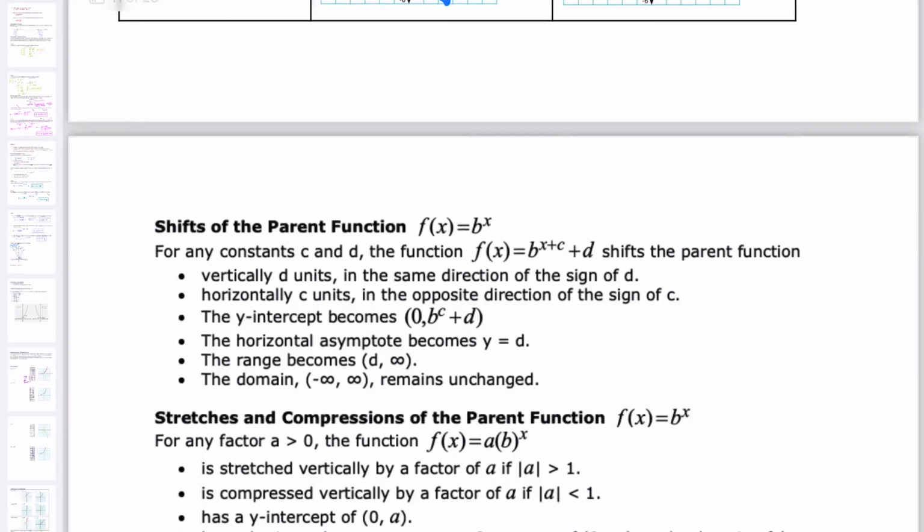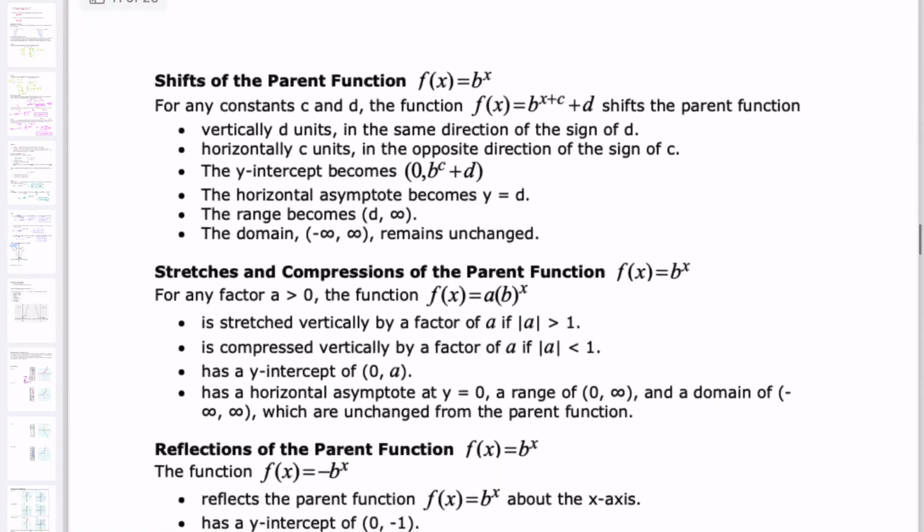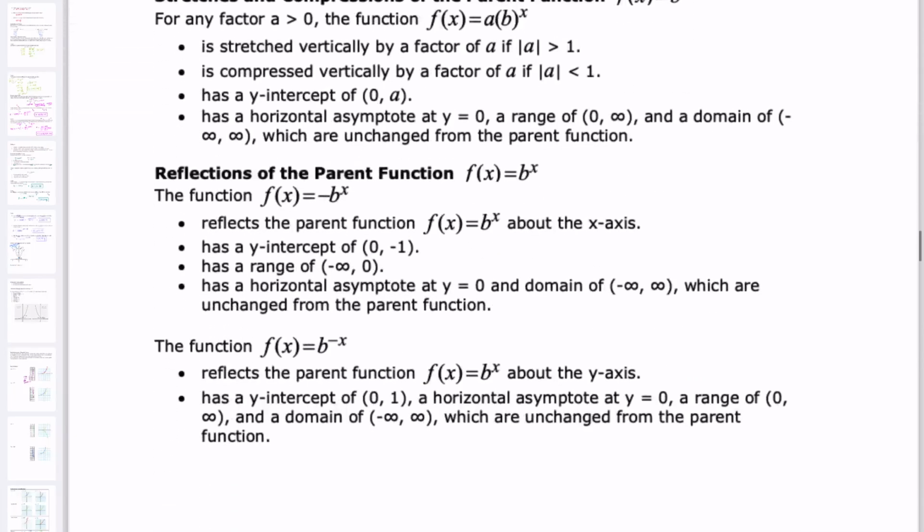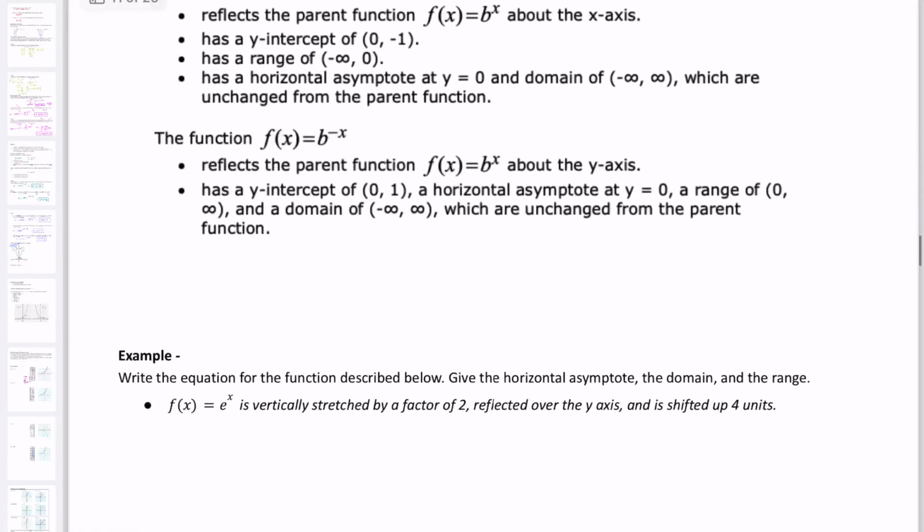On the very last page, it does kind of give you a breakdown of all that information. I won't really go into it in detail, but it is there for you.